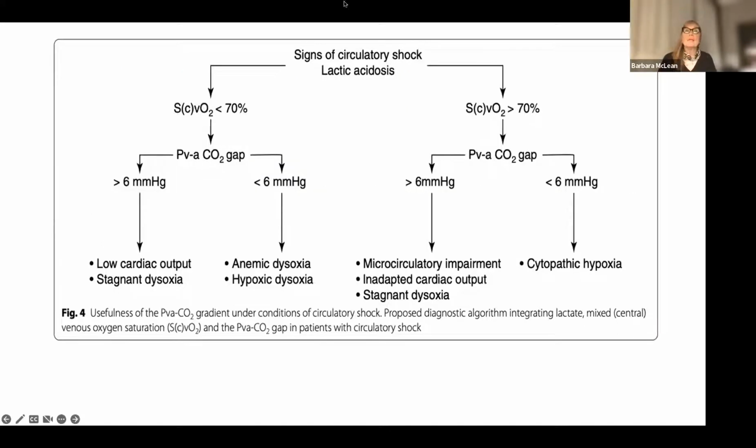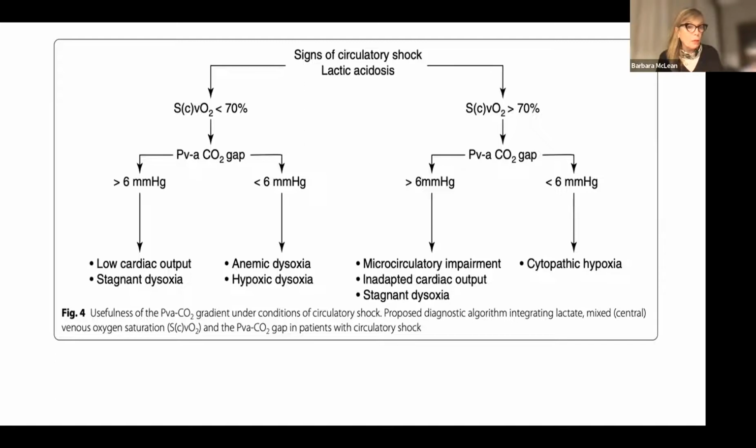So now let's just take a look at signs of circulatory shock and/or lactic acidosis. Not necessary to have all of this. And if you have the ability to look at an ScvO2, so maybe you drew a venous gas, and that ScvO2 is less than 70%, you need to look at your VA gap. If your gap is greater than 6, you've got a low cardiac output or your blood is stagnant. In either case, you need to increase cardiac output. You need to try volume and you need to try an inotrope.